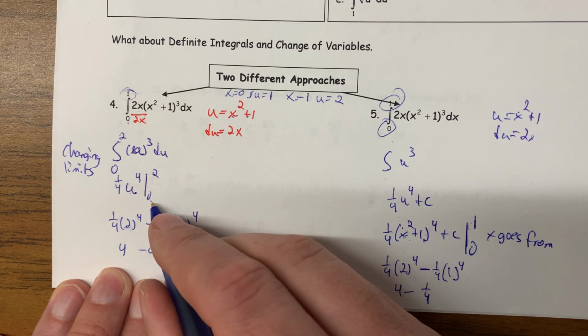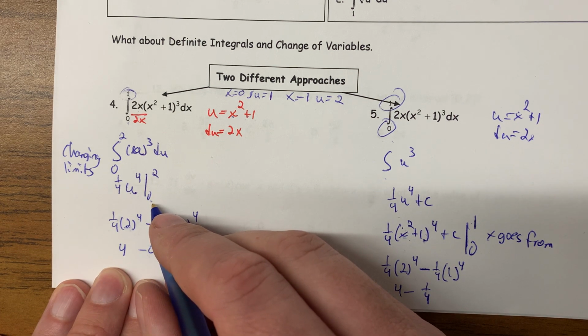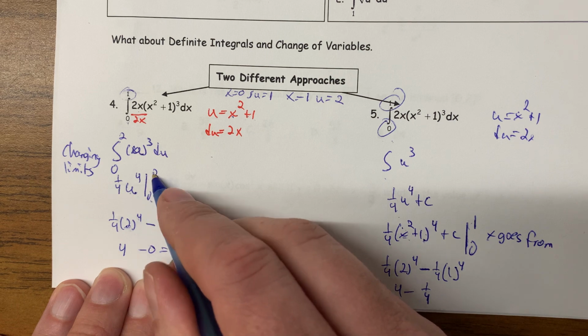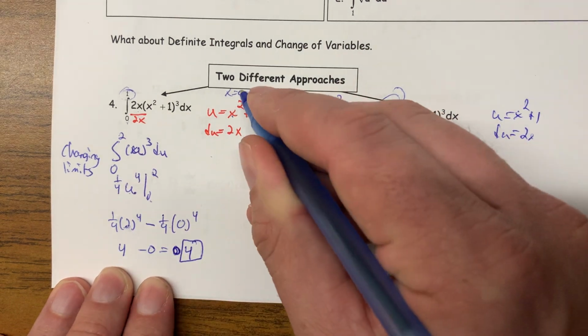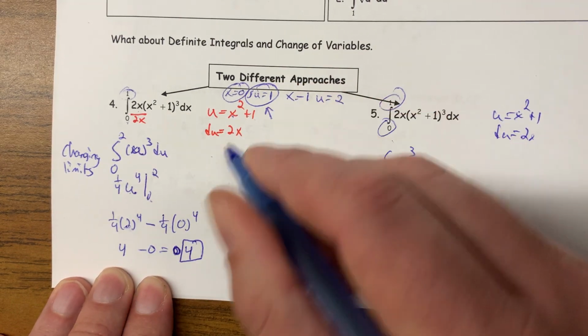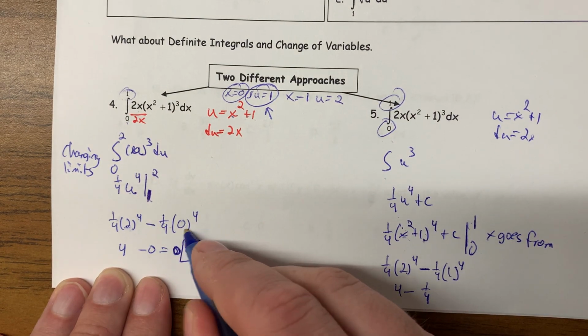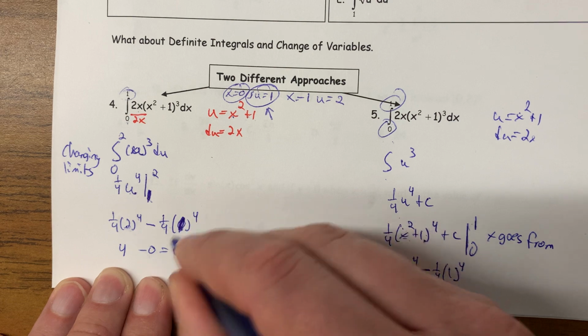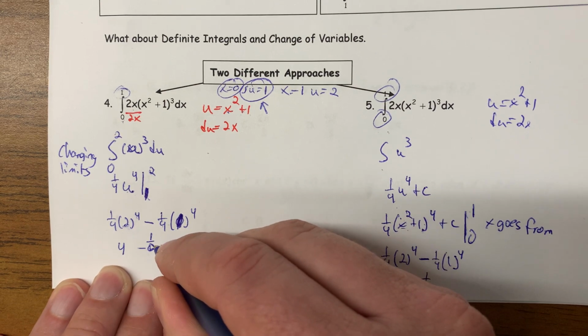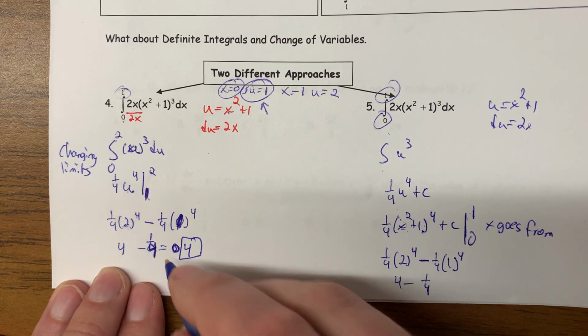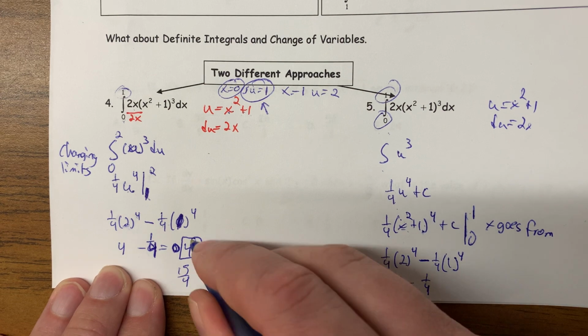Guys, I said over here that the limits should go from 0 to 2, but that's wrong. When x is 0, u is 1. And so this should go from 1 to 2. So this isn't 1/4 times 0 squared, it's 1/4 times 1 squared. And this is 1/4. I'm so embarrassed. So 4 minus 1/4 is 15/4.